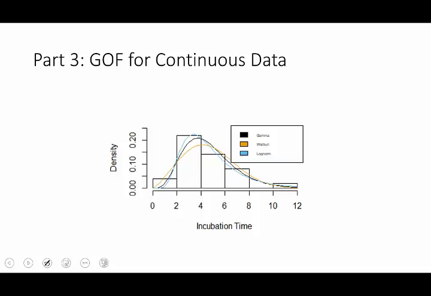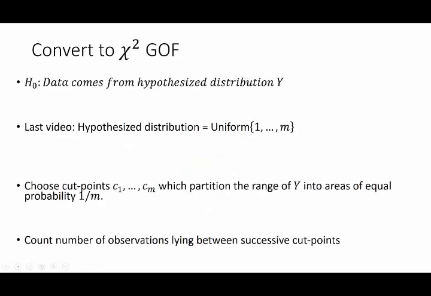And we're going to start off doing that by discussing how to perform a goodness of fit test for continuous data. Now, the null hypothesis for any such test is that the data comes from the hypothesized distribution Y. So in our examples, the hypothesized distributions Y are going to be things like a gamma, right, with an appropriate value of r and theta, or a log normal or a Weibull distribution.